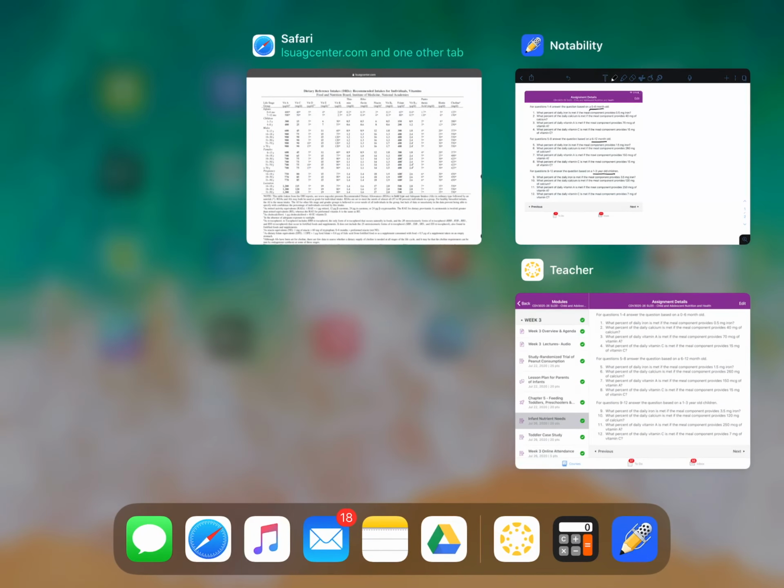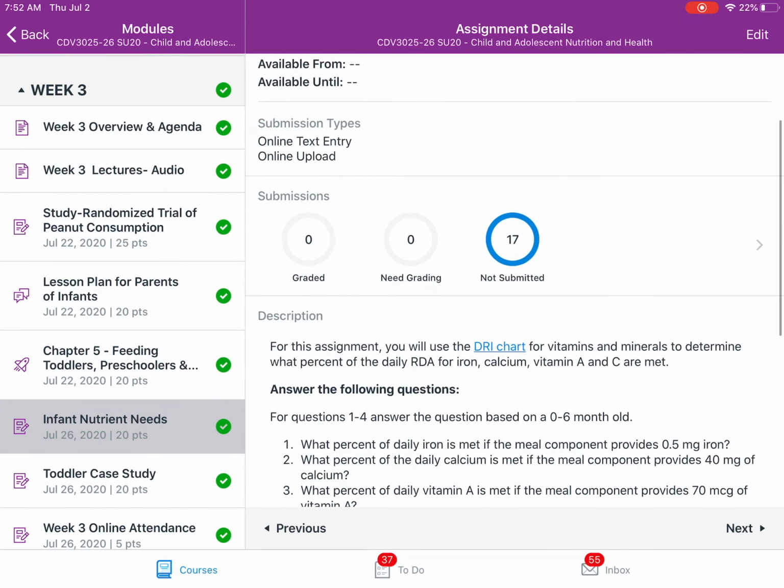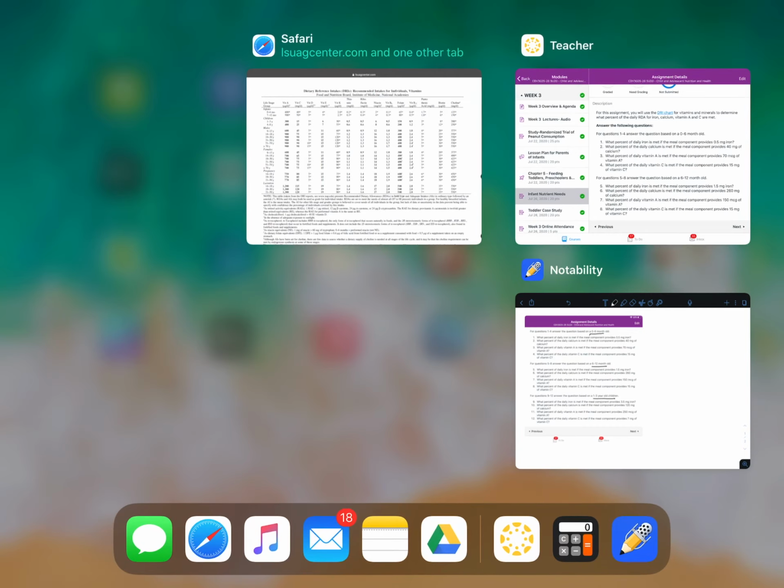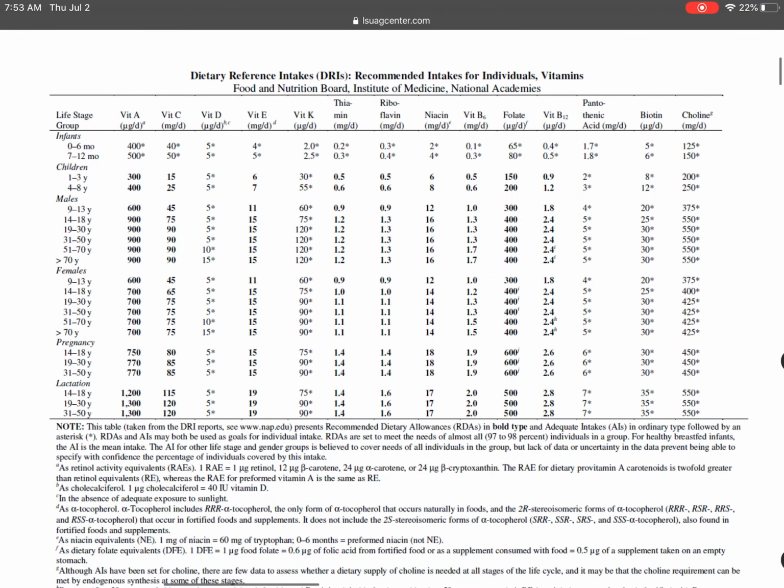So really quickly, this is your Canvas side here. It's going to have this handy dandy link right here that says the DRI chart, which you're going to want to open up, because that's where you're going to locate the daily needs for the different age groups, which will look like this.